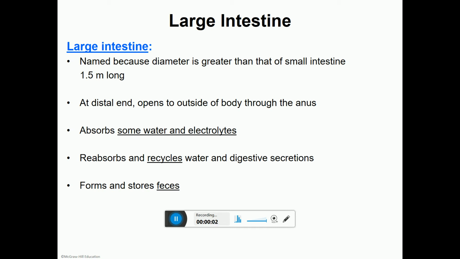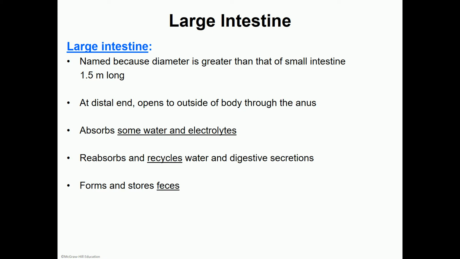Now, the last but not least of the alimentary tract is the large intestine. It's named large because it has a bigger diameter than that of the small intestine. It starts from the cecum, where the chyme moves from the terminal ileum into the cecum, and then it extends all the way to the outside of the body through the anus.